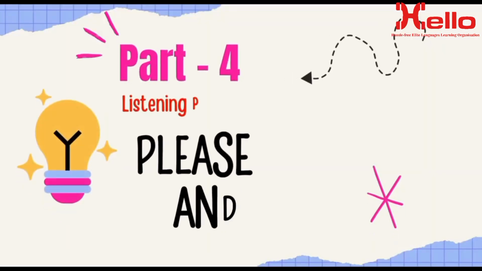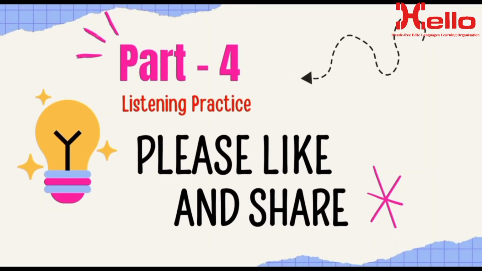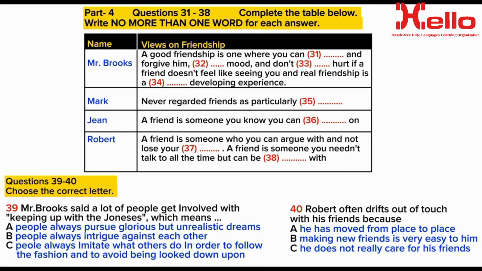Now turn to part 4. Part 4. Listen to an interview. Mr. Brooks, Mark, Jean and Robert are being interviewed on the subject of friendship. First, you have some time to look at questions 31 to 40.